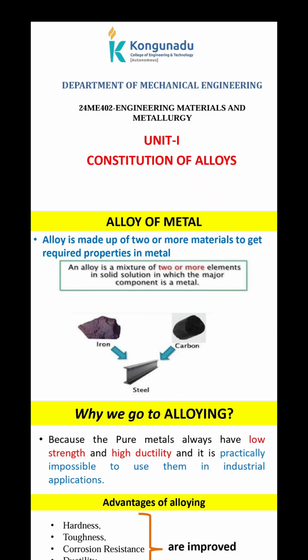Welcome to all. So here we are going to see constitution of alloys in engineering materials and metallurgy. So first, what is meant by alloy? Alloy is the mixture of two or more metals in a solid solution in which the major portion is called parent metal. So in this diagram, iron combined with the carbon to form a steel.